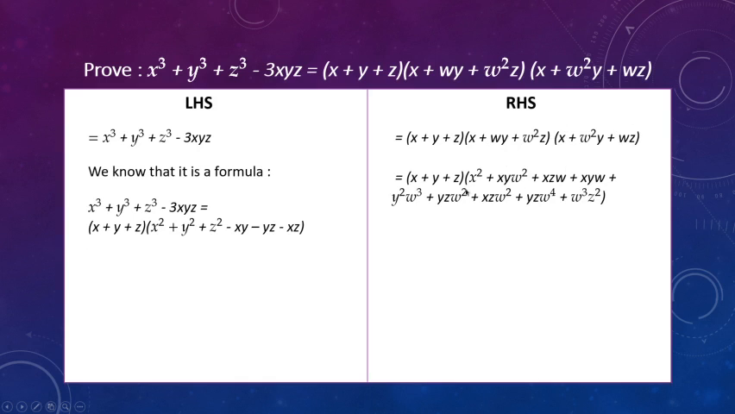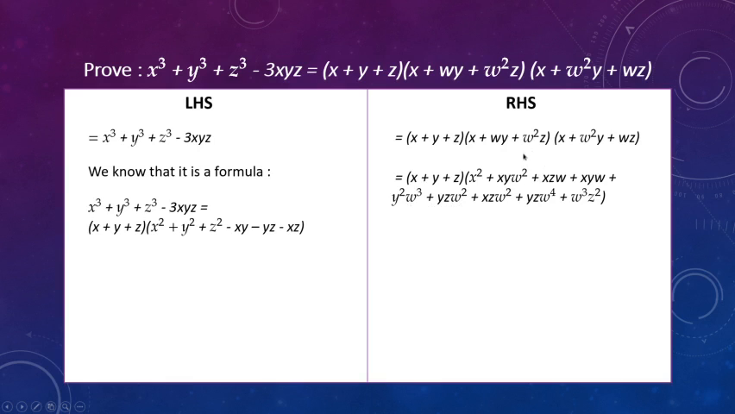After multiplying we get x square plus xy omega square. We are multiplying x with x, we will get x square. X with omega square y, we will get xy omega square. X with omega z, we will get xz omega. Now we will multiply omega y with whole of this bracket. Omega y will be multiplied with x, we will get xy omega. Then we will get y square omega cube. Then we will get yz omega square.